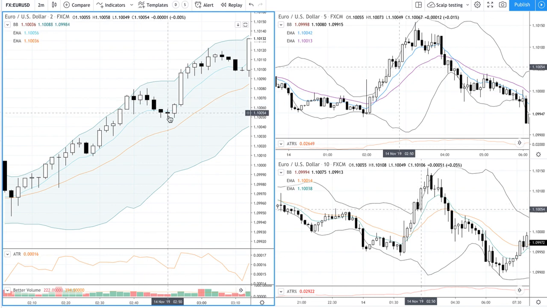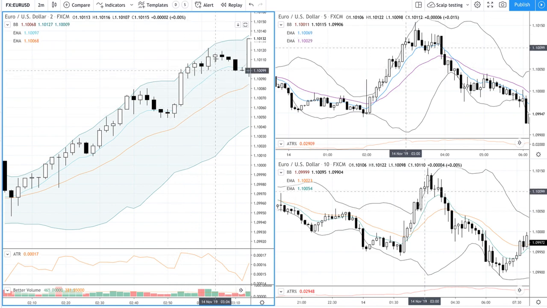And remember, we're looking for hammer candles that touch at least the 8 EMA. So we have a hammer candle here, and we go long on a break of the high, stop underneath here if we have confirming evidence. And we have confirming evidence on both the 5 and the 10. 10's walking up the outside of the Bollinger, so is the 5. So we get a nice winner there.